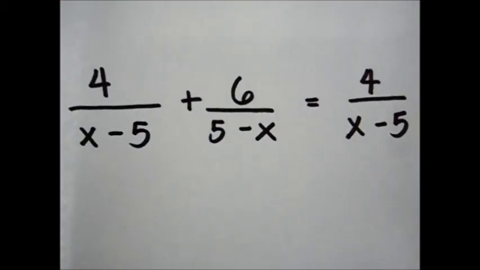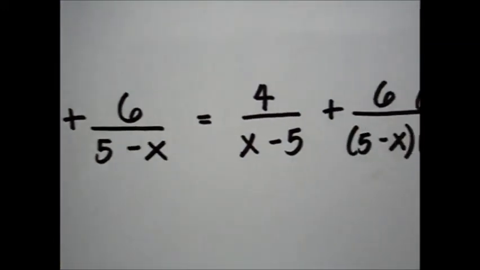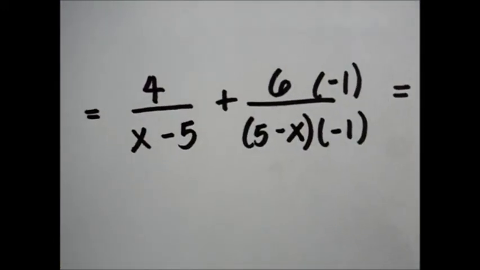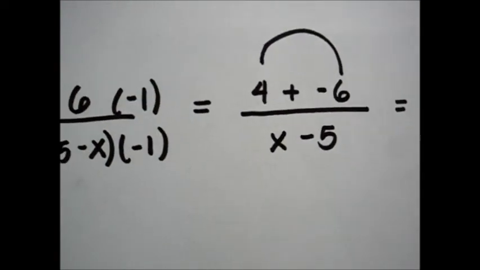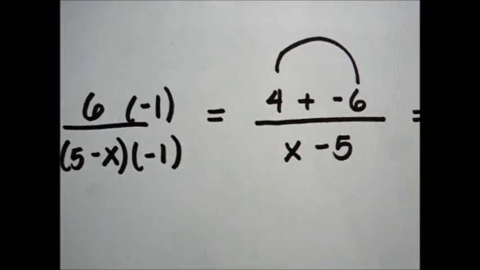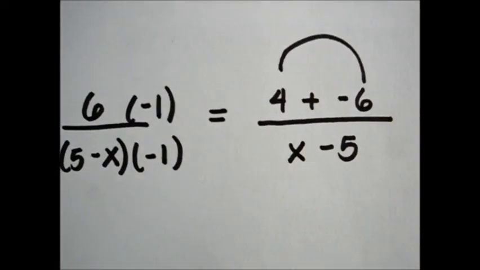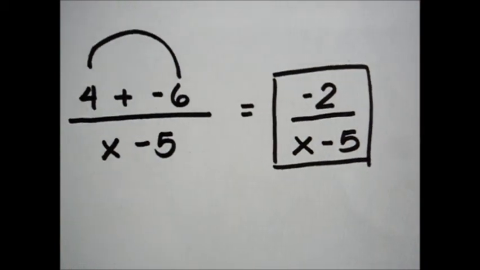For the second number, it's basically the same thing. Add a negative 1 in the second term. It will result to 4 plus negative 6 or 4 minus 6 over x minus 5. And since 4 and 6 are like terms, we can combine them to result to negative 2 over x minus 5.